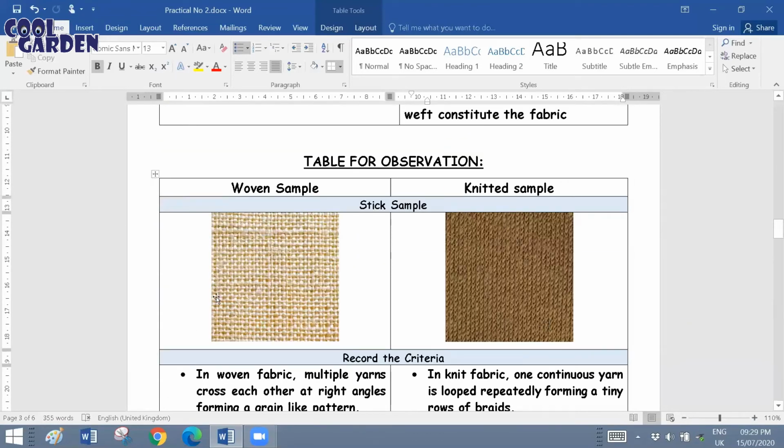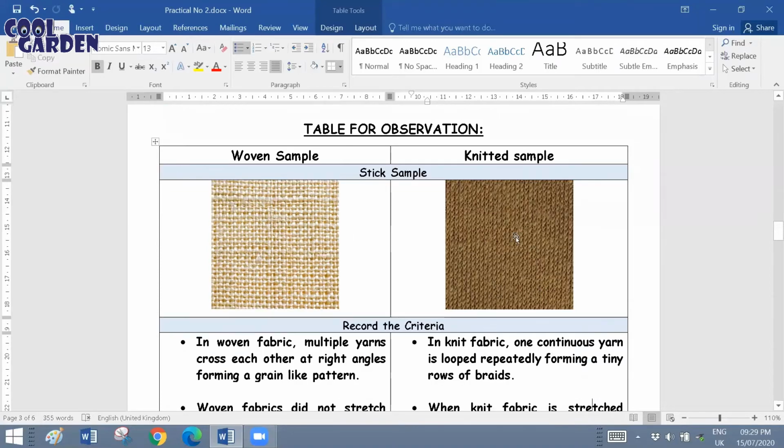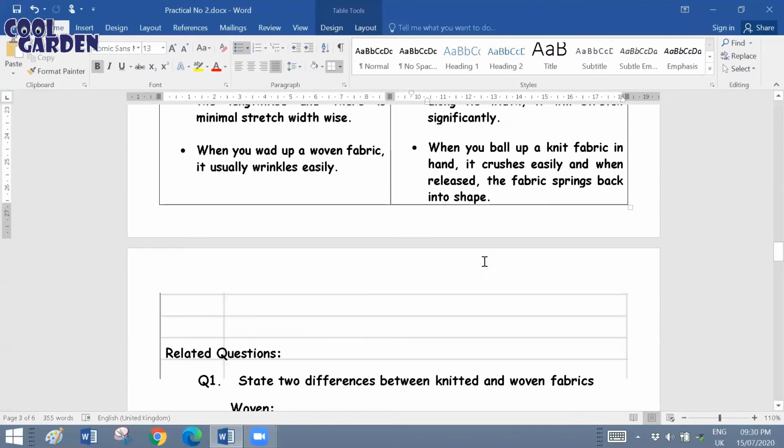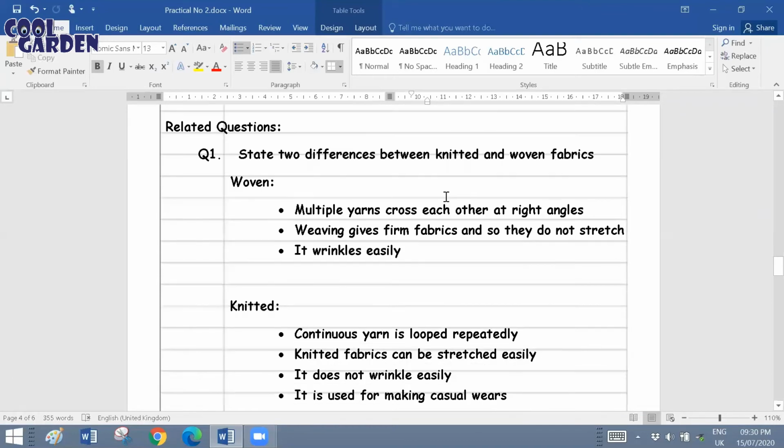Please do not forget here, the samples need to be pasted. Make sure one woven sample, one knitted sample, 5 centimeter by 5 centimeter, cut it and paste it here. It is not a picture, it is a sample that you're supposed to paste. Then after this, the questions given at the end are for you to understand, for Viva, what kind of questions can be asked, or what you understand from the entire experiment that you have done.